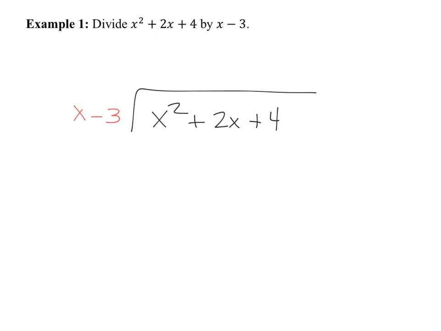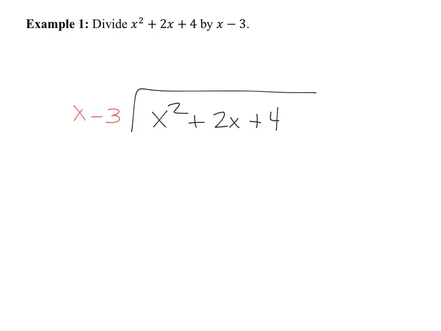Ask yourself the following question. What can I multiply this expression by to get rid of the first term in my dividend? What can I multiply this whole expression by? I'd have to distribute it to both terms. But what can I multiply this by to get rid of this first term of the dividend? X. And let's go through this.